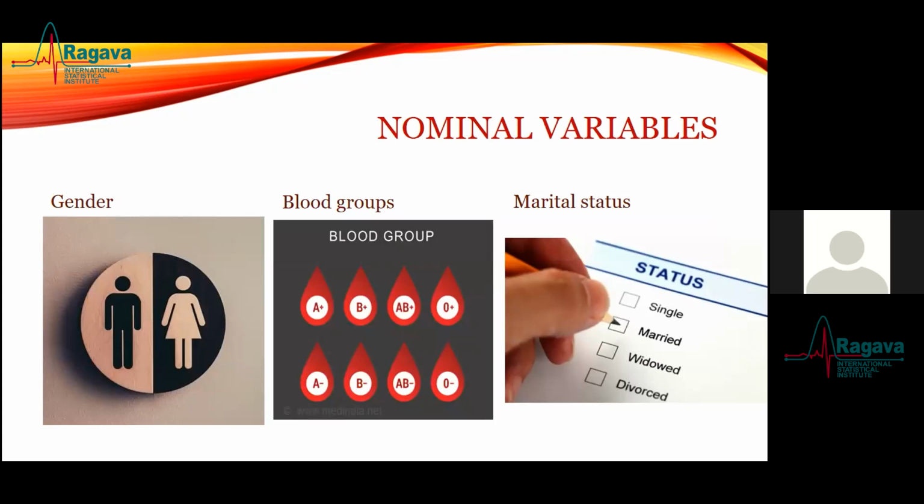See, for better understanding, gender. A person can be either male or female. So it is just a category. It is not arranged or ordered according to a scale or a grade. Similarly, blood groups. There are four major blood group types, A, B, O, and AB, depending on the antigen present. So it's just grouped according to the presence of antigens. And marital status: a person can be single, married, divorced, or widowed. It is not graded or given a scale or a rating. It's just grouped. That's it.